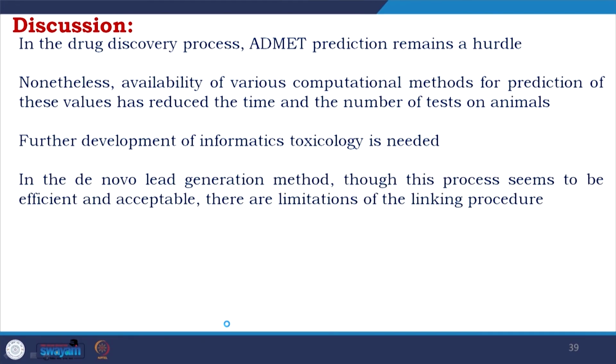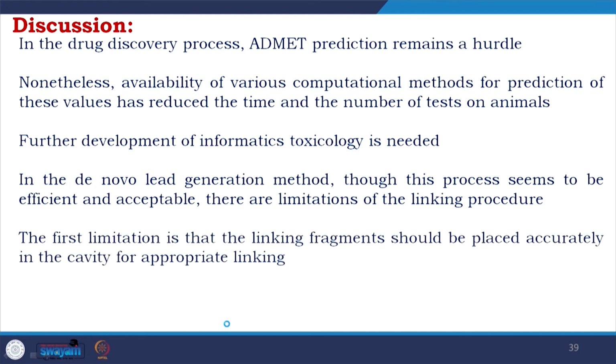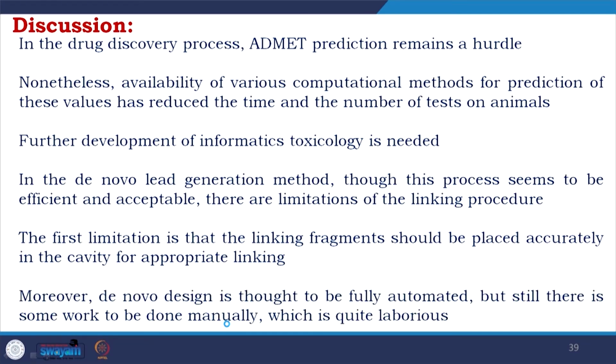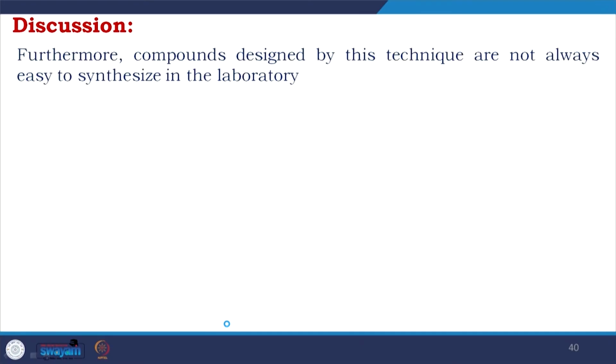In the de novo lead generation method, though this process seems to be efficient and acceptable, there are limitations of the linking procedures. The first limitation is that the linking fragments should be placed accurately in the cavity for appropriate linking. Moreover, de novo design is thought to be fully automated, but still there is some work to be done manually, which is quite laborious. The sum is not sum, it is a lot.